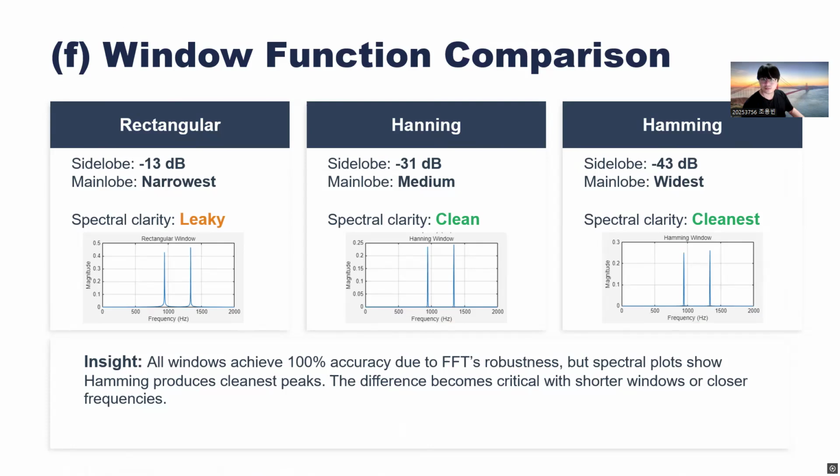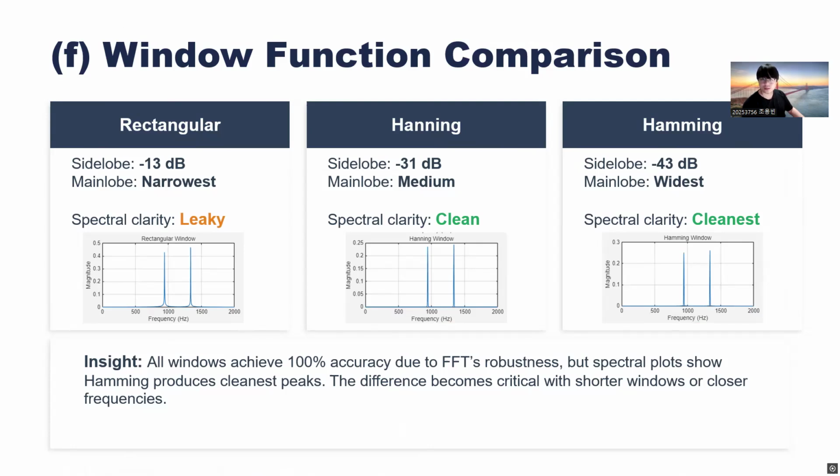The rectangular window, meaning no windowing at all, has the narrowest main lobe, giving the sharpest peaks, but side lobes are only 13 decibels below the main lobe, which is relatively high. The Hanning window reduces side lobes to about negative 31 decibels at the cost of a slightly wider main lobe. And the Hamming window pushes side lobes down to negative 43 decibels, the lowest of the three.